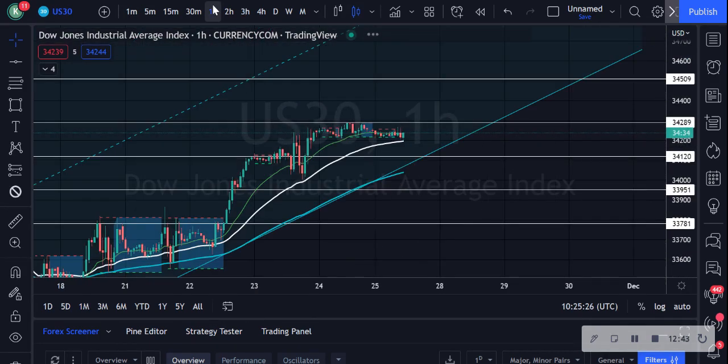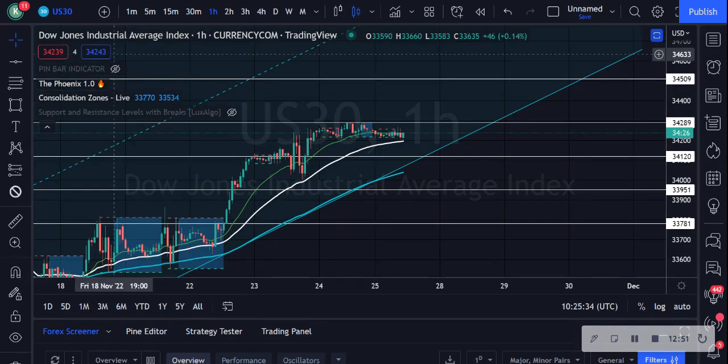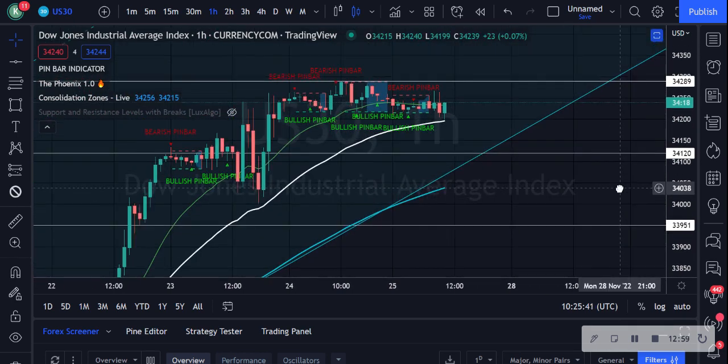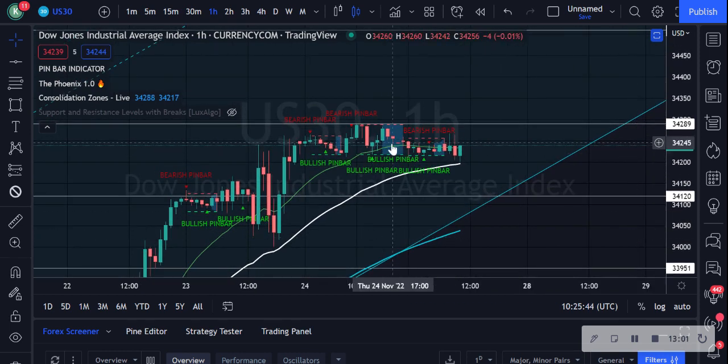Right, so that's 1 hour for you guys, which is just teetering. Personally, I would wait. Now, I'm going to quickly show you guys another one of my favorite indicators, my pin bar. Look at this. It's so messy. Look at how messy it is. It literally shows you a bullish pin bar and then it shows you a bearish pin bar. You know what I mean?